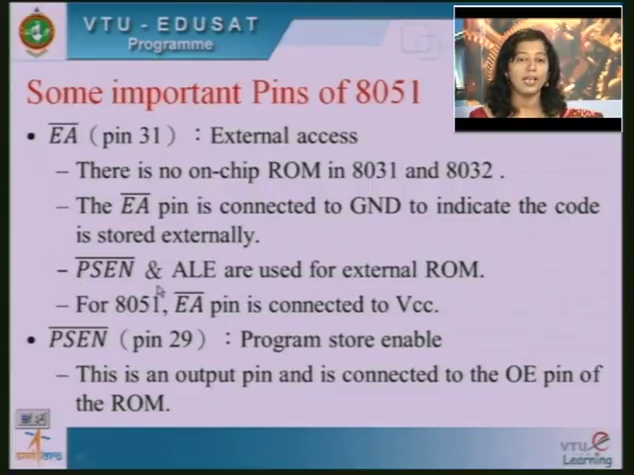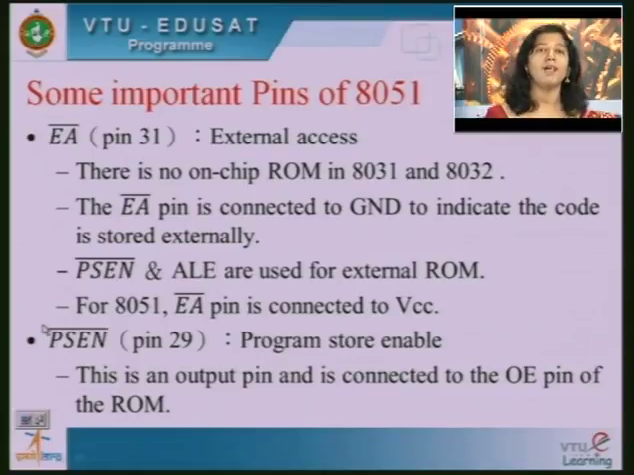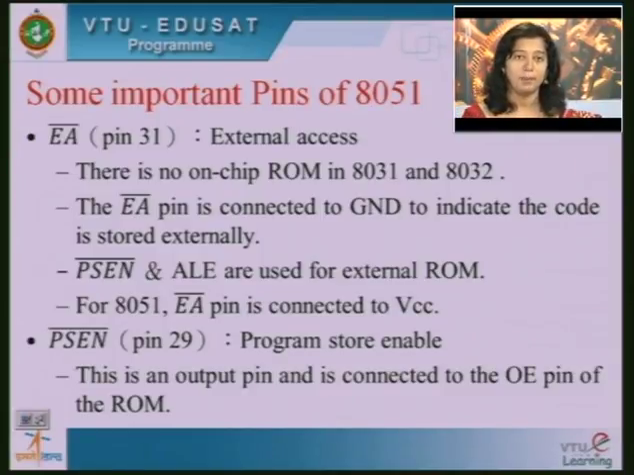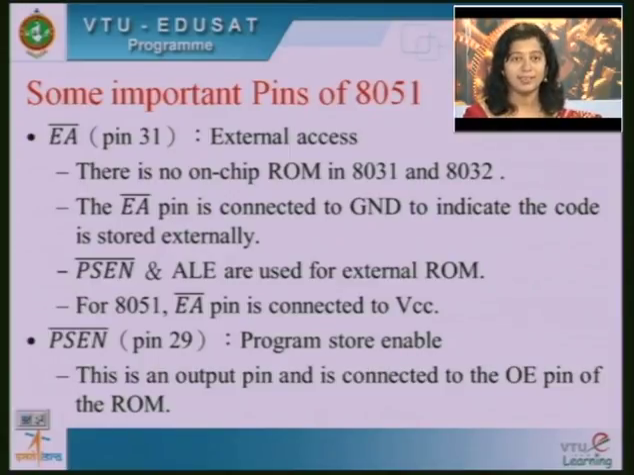This program store enable pin, active low, you can see this bar indicates active low. The pin numbers are also mentioned. It's an output pin which is connected to the output enable pin of the ROM. So every device will have an enable pin. To enable that device, you should be able to give the correct signal on the enable pin. So if you connect the correct signal on the enable pin, that particular device will be enabled to work as it is required. So each and every device should be enabled separately, and this PSEN is used to enable the external ROM.